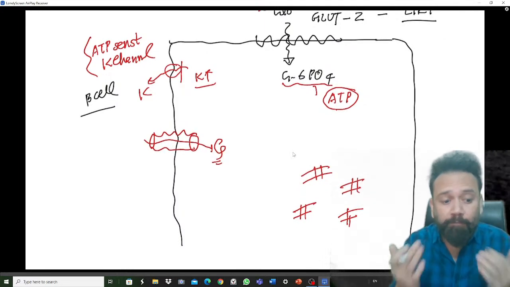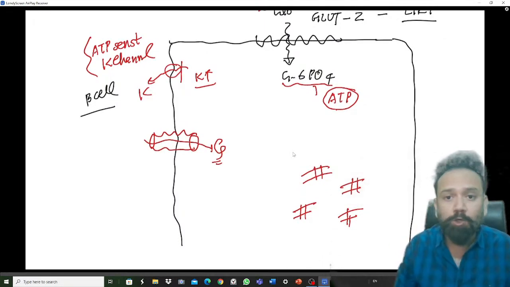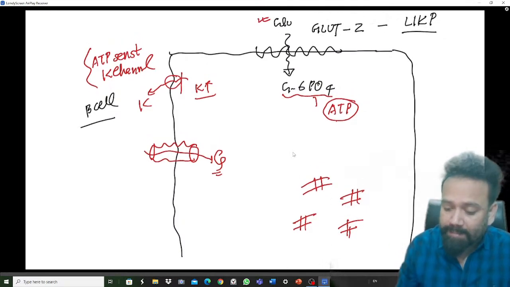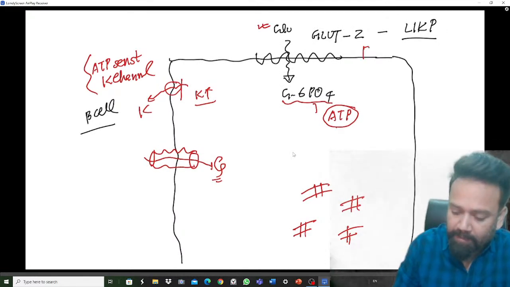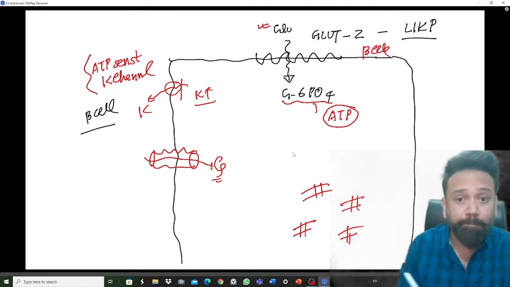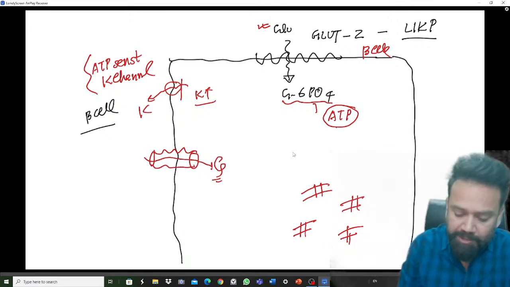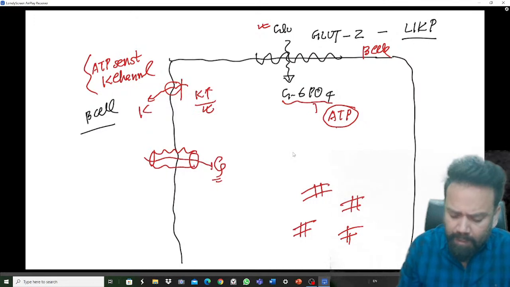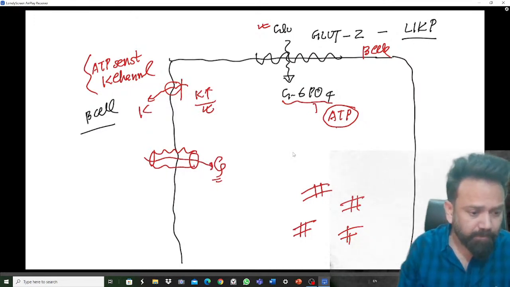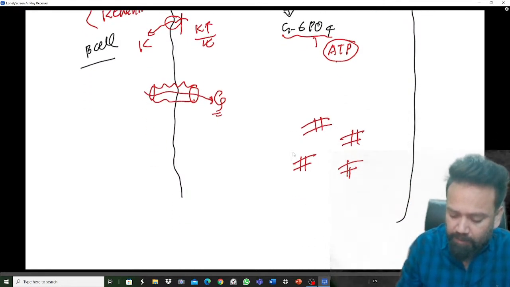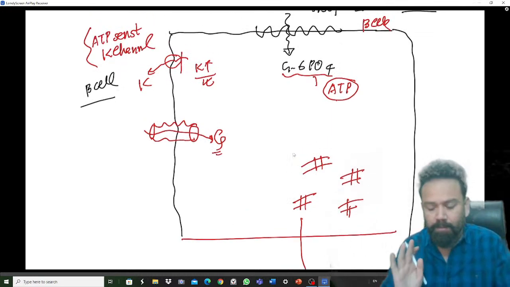So when we take food, this food is converted into glucose. Glucose enters inside the beta cell of pancreas to form ATP. This will cause closure of the ATP sensitive potassium channel, and that will cause influx of calcium. And this calcium will cause release of the insulin. Very simple.